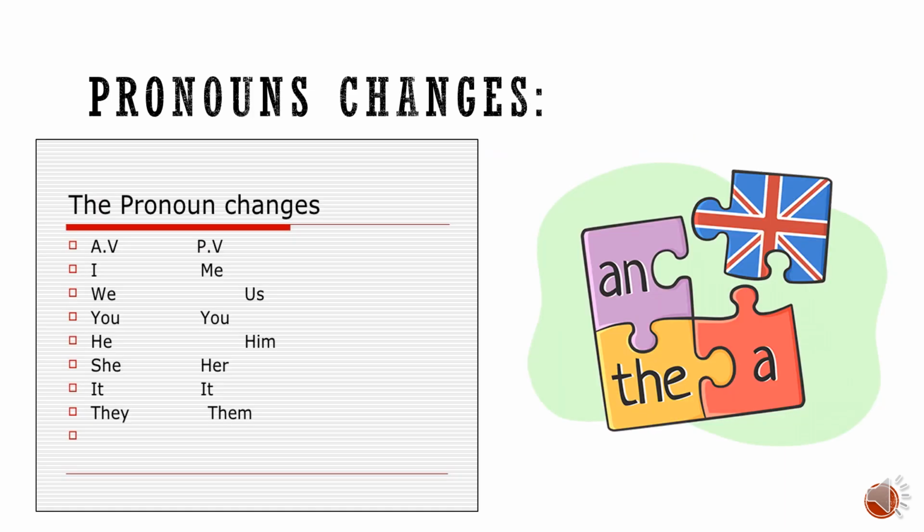Now, what about the pronouns? Do we need to change them? Of course, we need to change them. Here we have some examples. I is going to be me, we, us, you, you, he, him, she, her, it, it, and they, them. Meaning by her, by him, by them, by me.